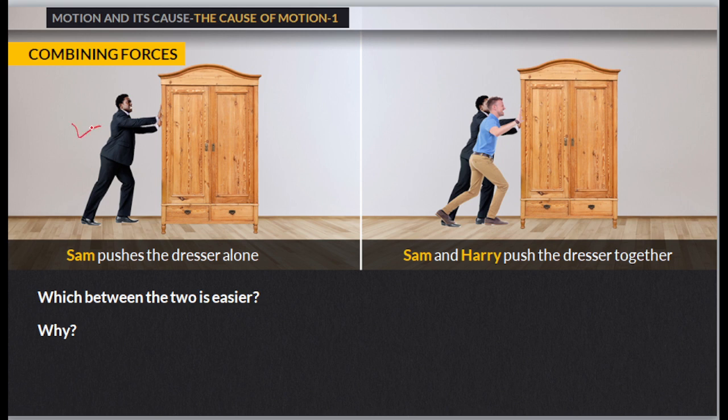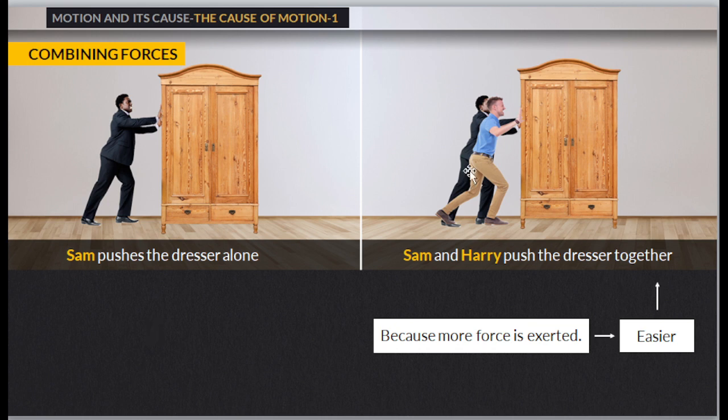In this case, Sam is pushing this dresser alone, and then he calls Harry to push the dresser together. Which one will be easier? Obviously this one, because in this case two forces are acting, while in this case only one force was there. The two forces combine, so it would be easier, because more force is exerted when they both are pushing this dresser.